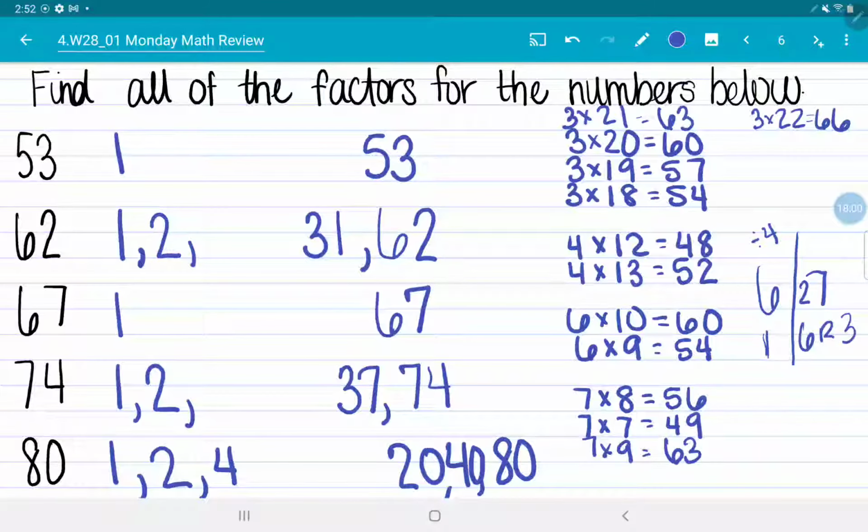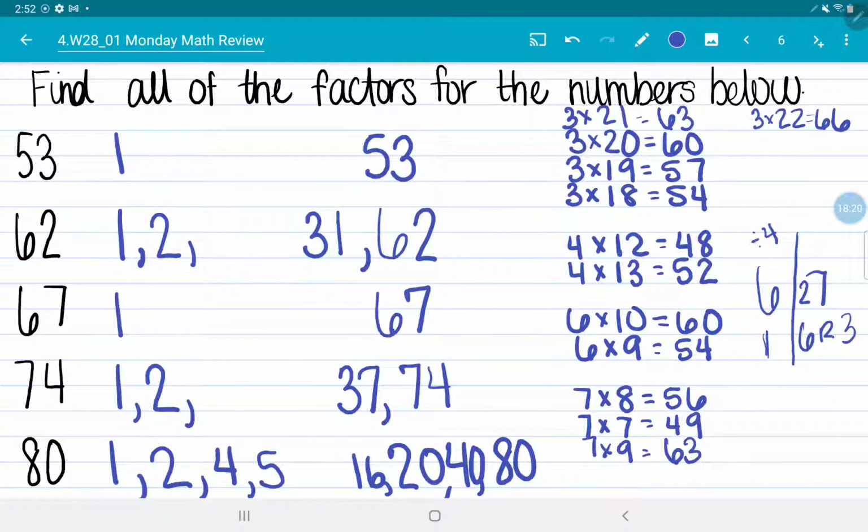and 20. Will 5 be a factor of 80? Yes. 16. It ends in a 0. How did you know it was 16, Sky? Because I was counting by 5. Counted by 5 16 times to get there. All right. So we've got 16 and 5.